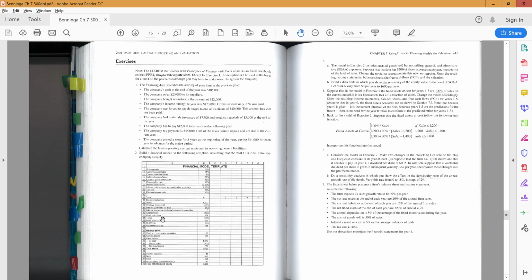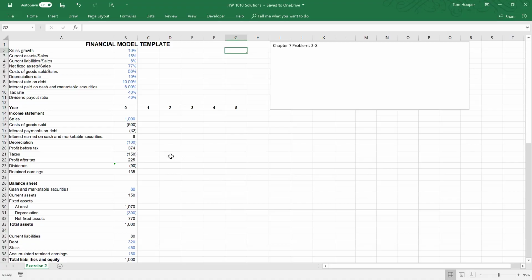That means we need to complete the income statement and the balance sheet so that we can get to free cash flows and then discount those free cash flows at 20% to get the company's equity. So let's start with the template that we're given.